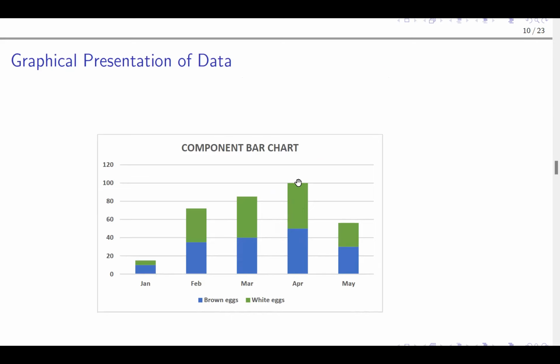The component bar chart is also a very interesting way of presenting your data to make a lot of meaning to yourself or your viewers. So in the same way, if you can't use colors, use a different way of notation to distinguish between your brown eggs and your white eggs.